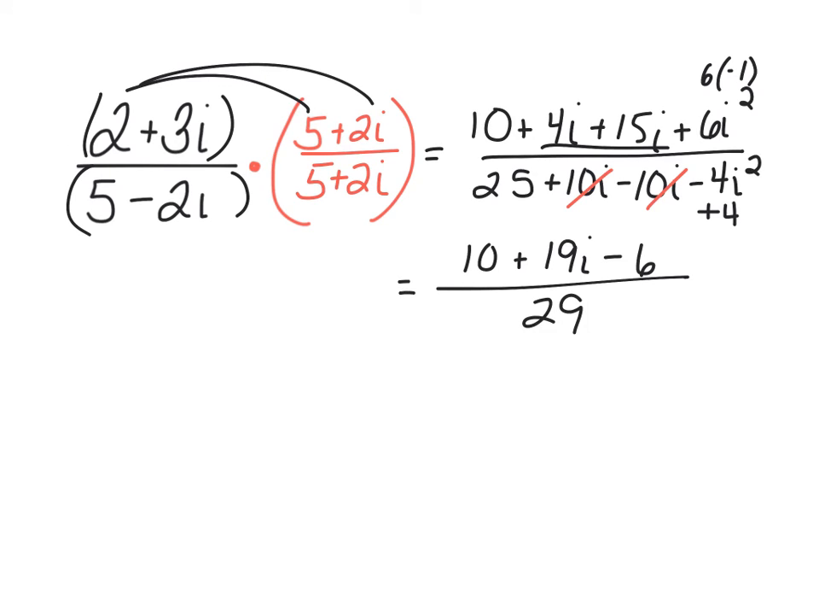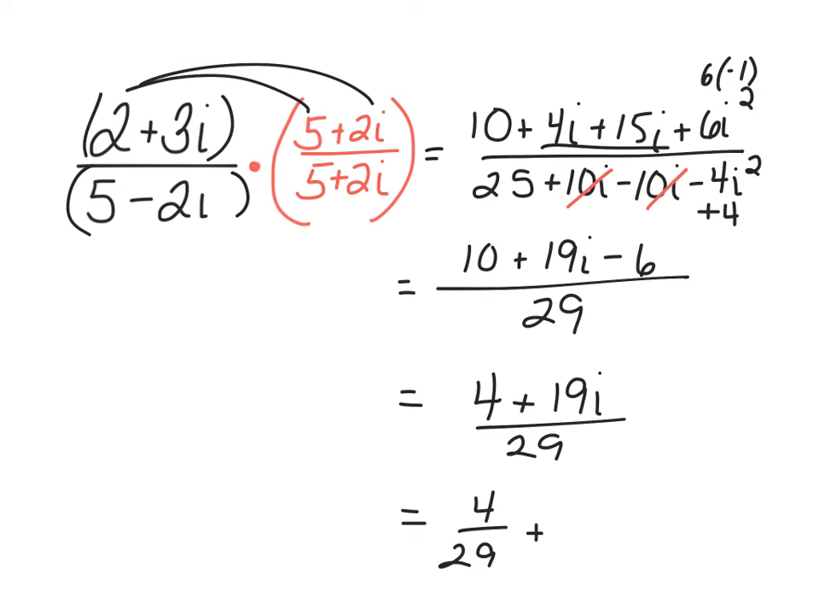I can still clean up 10 minus 6 is 4, so 4 plus 19i over 29, which is equivalent to 4/29 plus 19/29 i.